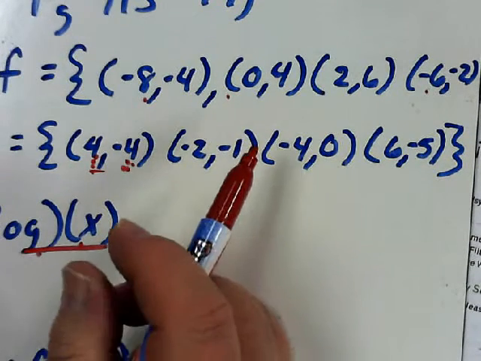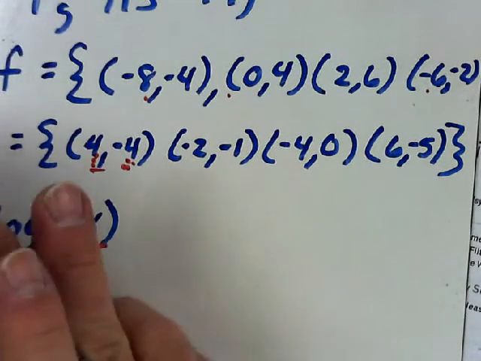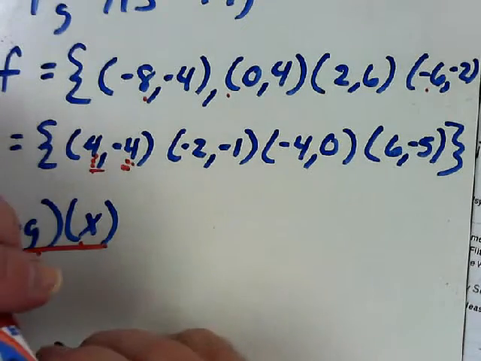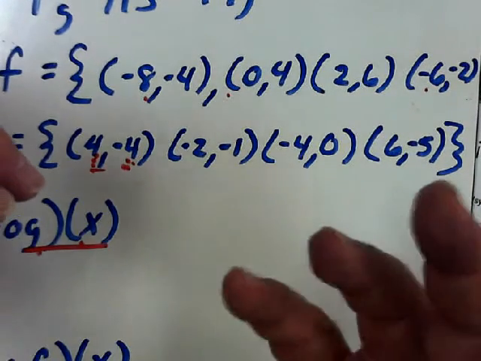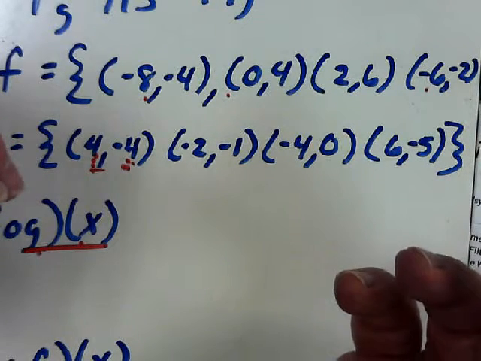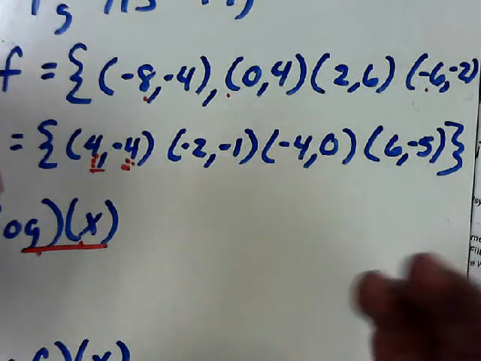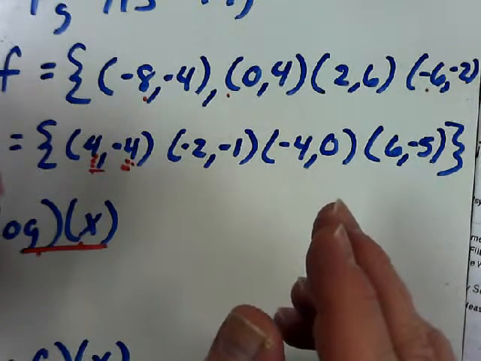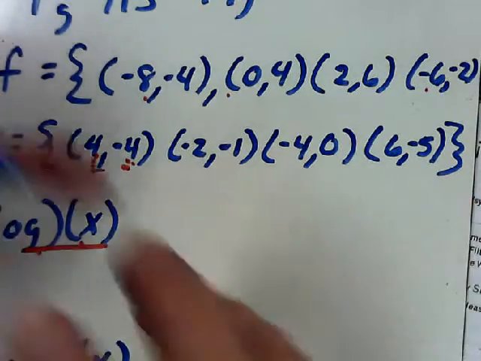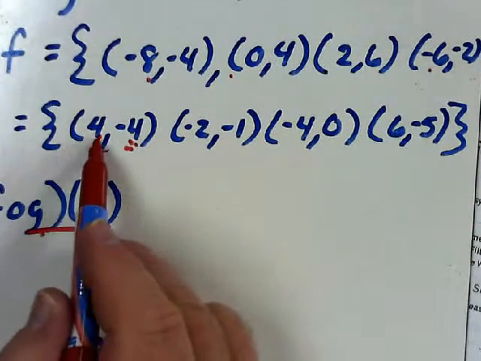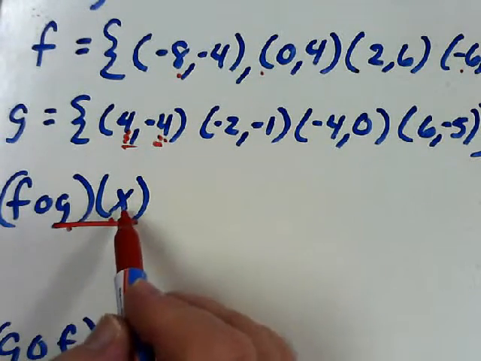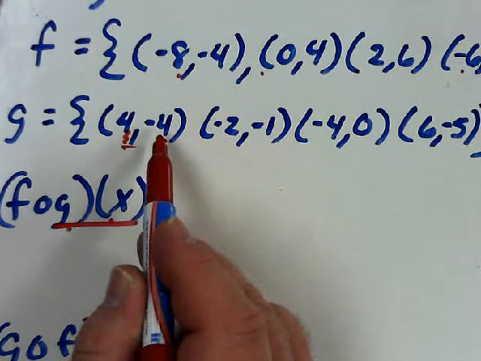Just like before, when you look back at your notes, when I had like the f of g of 5, I put in the 5, right? And didn't I get an answer of 7? And then didn't I take that answer of 7 and put it back into the f function and got another number? Okay. So what I'm doing here is I'm taking the 4, putting it into the g function, and I get an answer of negative 4.